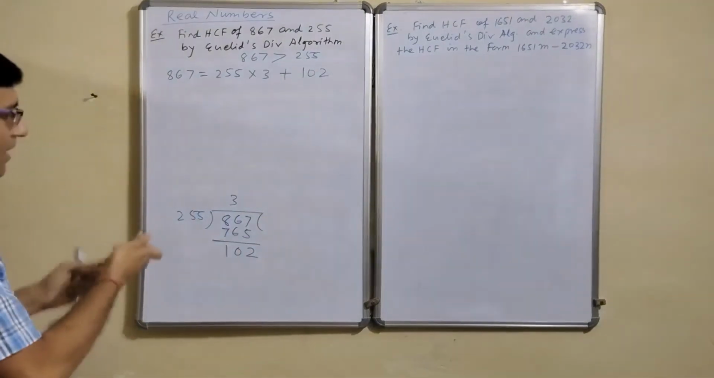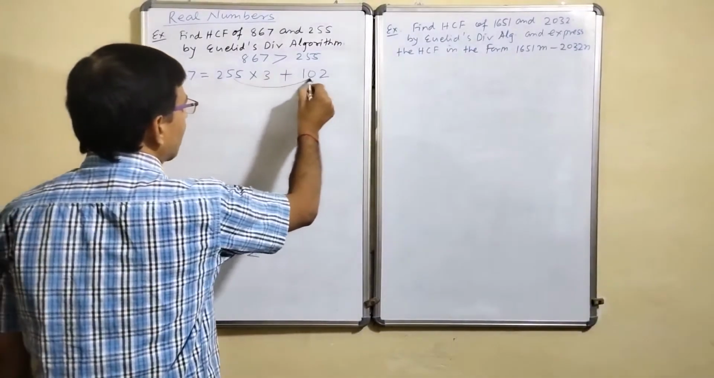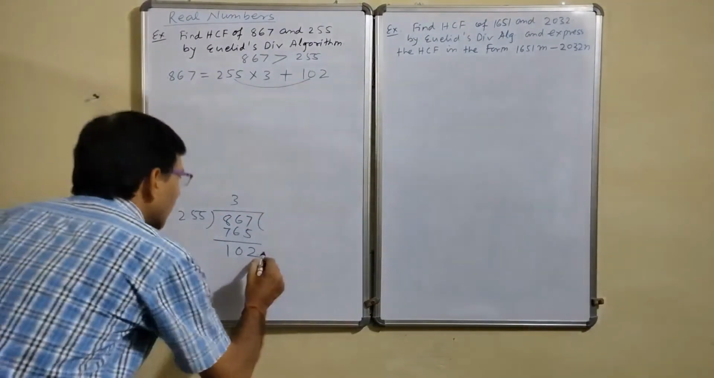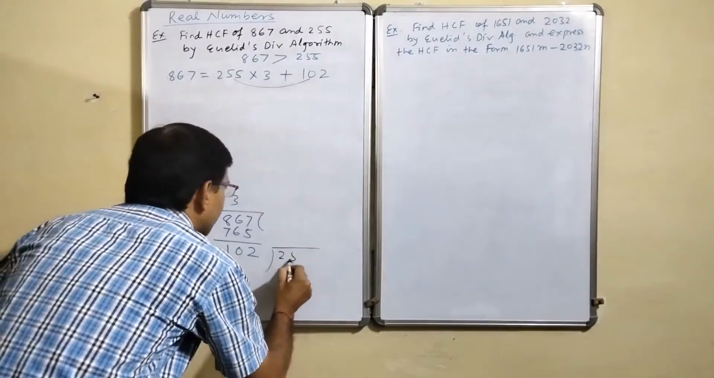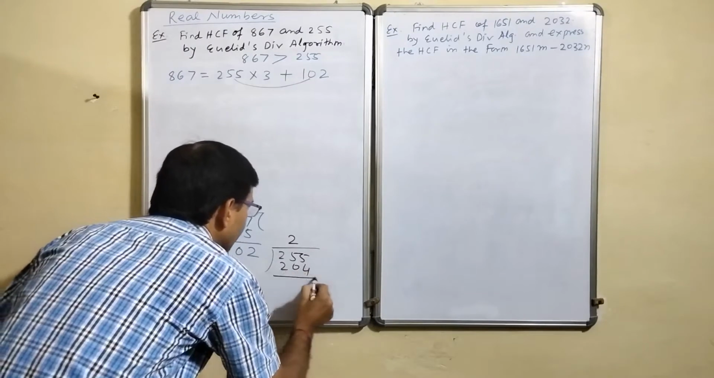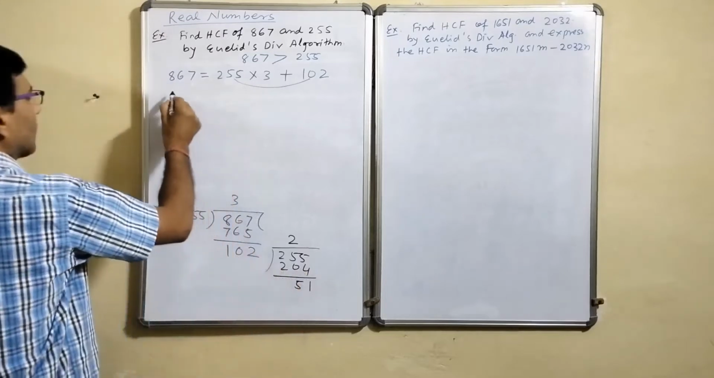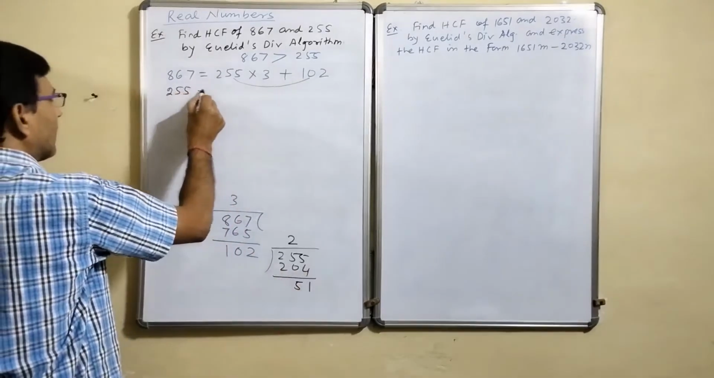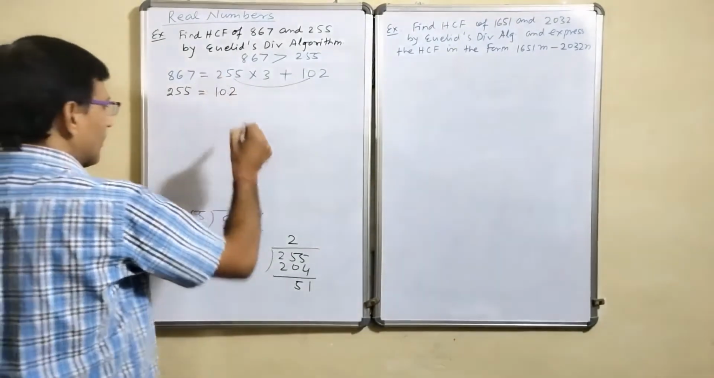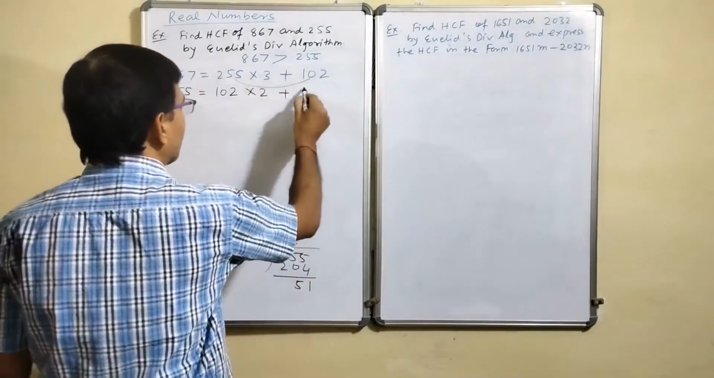Again we have to apply division lemma. Since remainder is not 0, again we have to apply division lemma between 255 and 102. So 255, this is 2 times 204, remainder 51. So this is 255, divisor is 102 and quotient is 2 plus remainder 51.